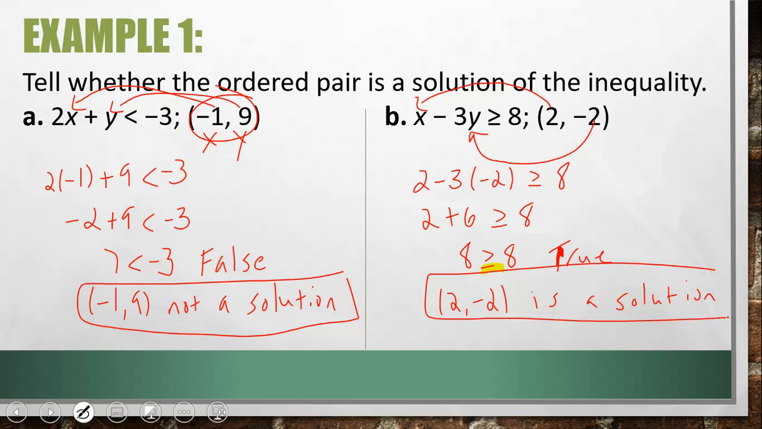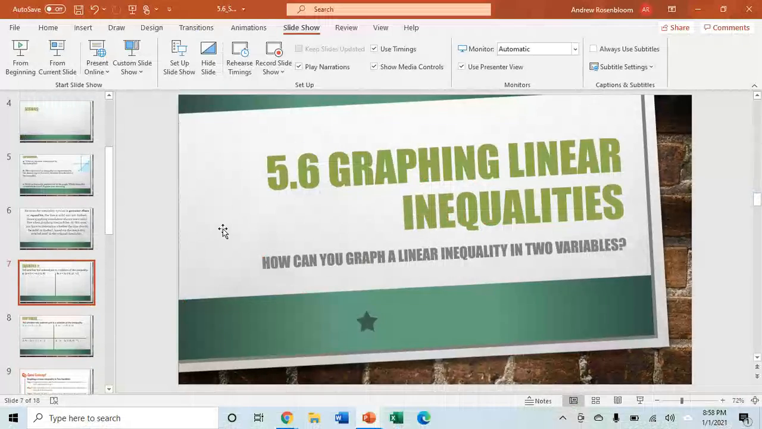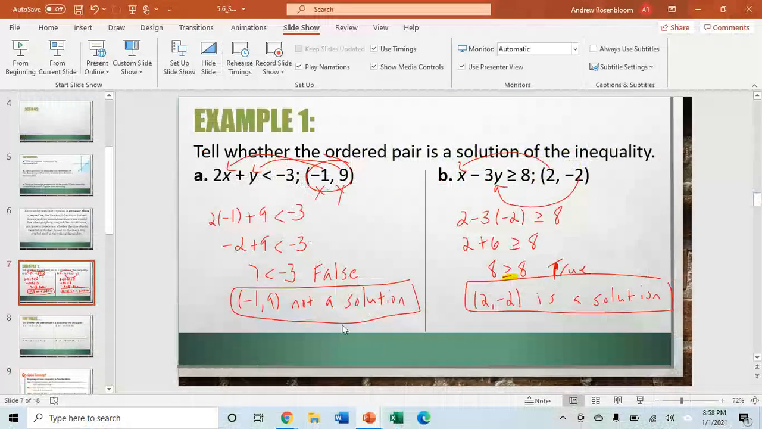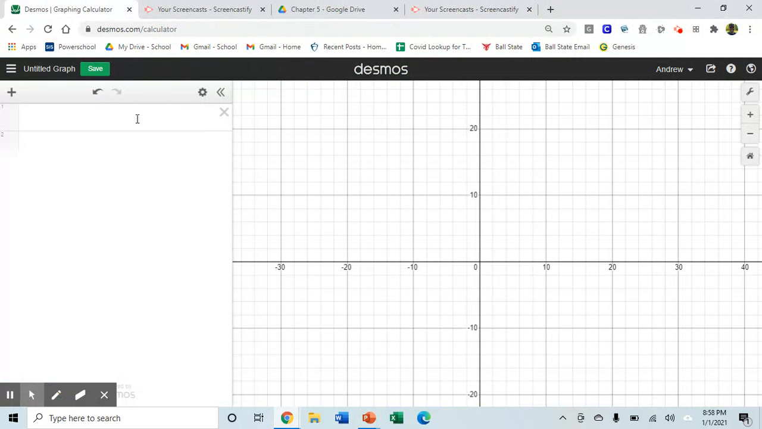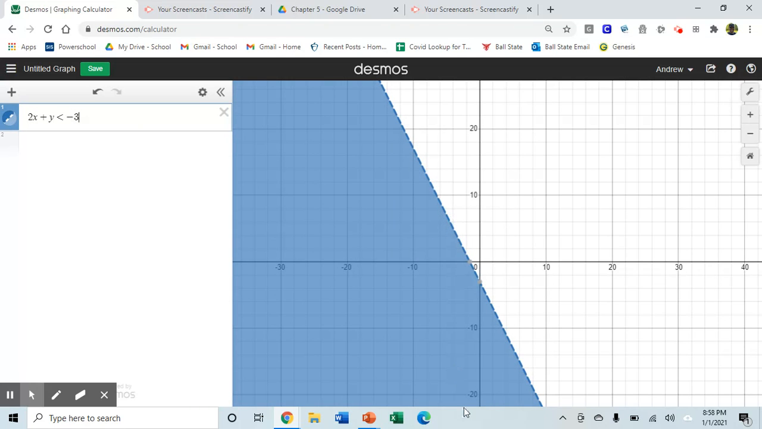Now I want to show you just what the graphs of these inequalities look like, to further illustrate this. So we're going to head to Desmos. We're going to graph 2x plus y is less than negative 3. So 2x plus y is less than negative 3. And you'll notice here a couple things that are going to come into play. Notice that this is actually a dotted line.